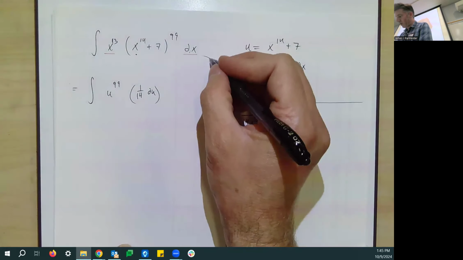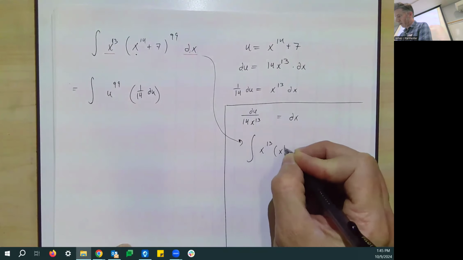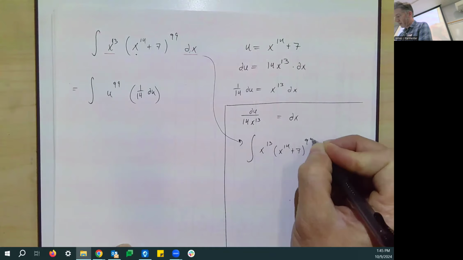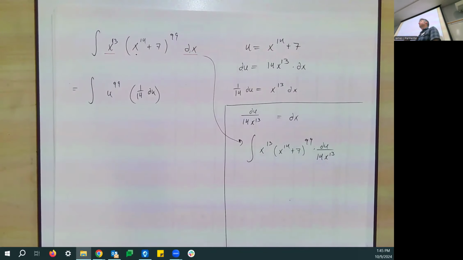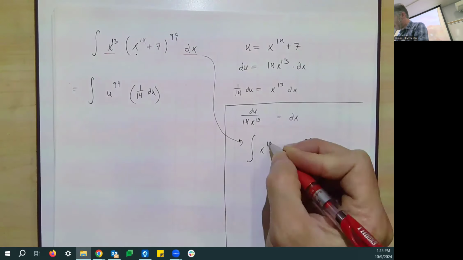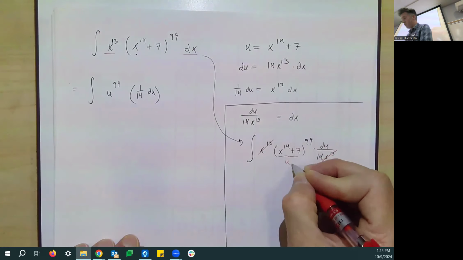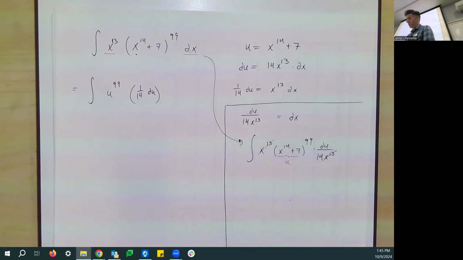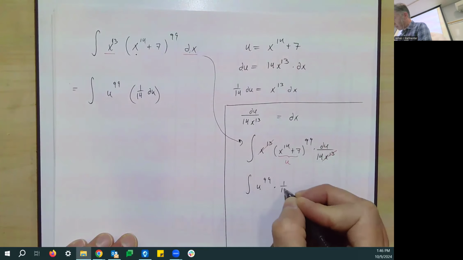So doing it that way, you could write this as the integral of x to the 13th times x to the 14th plus 7 to the 99th power times du over 14x to the 13th power. I don't like this personally because I don't like having x's and u's in my integral at the same time. It feels incorrect to me. It's fine. I don't have to like everything. But then notice that the x to the 13th divides to 1, and then you can replace the remaining x to the 14th plus 7 with u, and we get exactly to the same spot. We get exactly u to the 99th power times 1/14 times du.